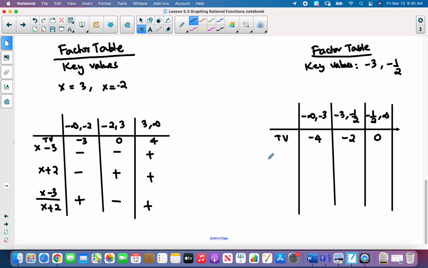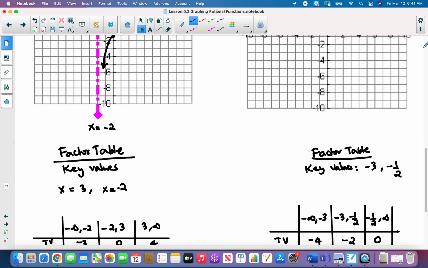And the numerator is 2x plus 1, our denominator is x plus 3, and our function is 2x plus 1 divided by x plus 3. So you put -4 here, you get a negative. You put -4 here, you get a negative. So when you divide two negatives, you get a positive. You put a -2 here, you get a negative. You put a -2 here, you get a positive. You divide a negative and a positive, you get a negative. You put 0 here, you get a positive. You put 0 here, you get a positive. You divide a positive and a positive, you get positive.